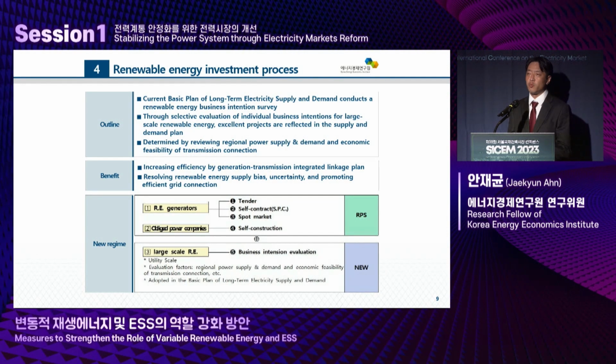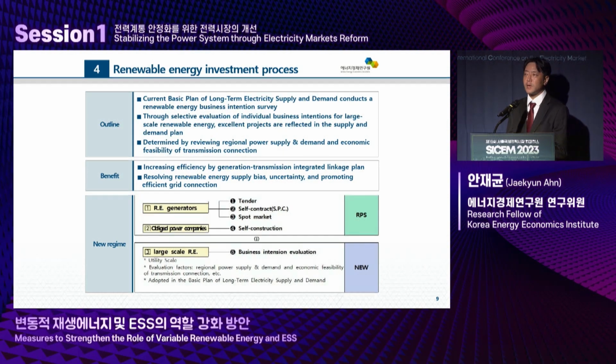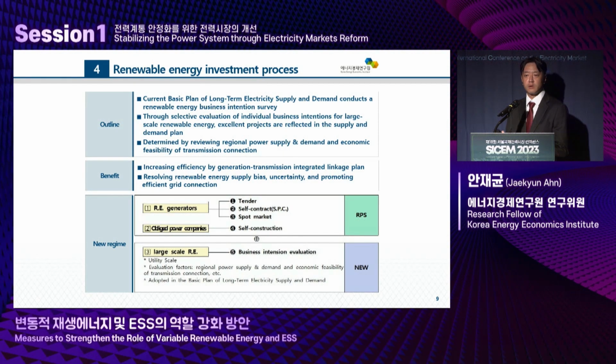And if you look at the process of entering into renewables, you will see a complex RPS, tender, SPC, spot market, and self-construction. It's quite complicated in the RPS, and we don't have a central auction market. And under the 10th basic plan for energy supply and demand, investment to generate energy needs to be evaluated. So going forward, the central tender market will be an effective way to integrate renewable energy for the economy of scale.